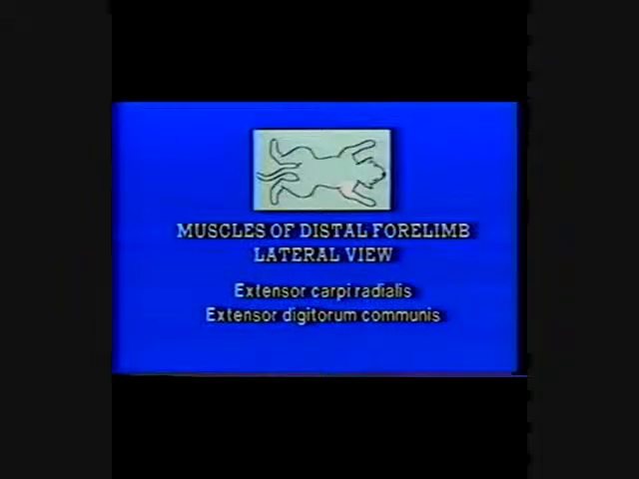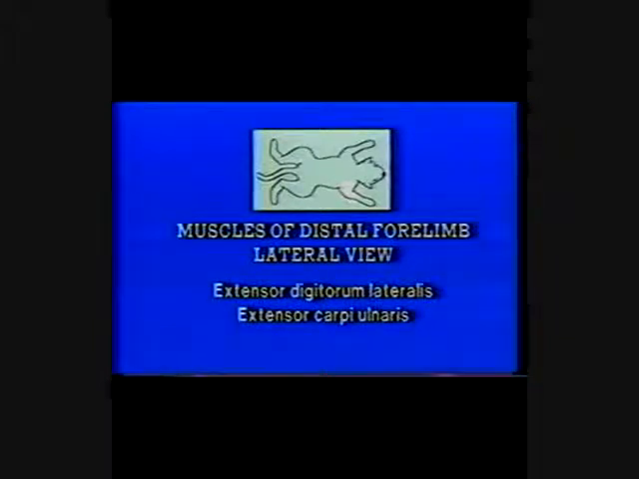We will now examine and study the major muscles located on the lateral surface on the distal portion of the forelimb. These muscles are the extensor carpi radialis, the extensor digitorum communis, the extensor digitorum lateralis, and the extensor carpi ulnaris.